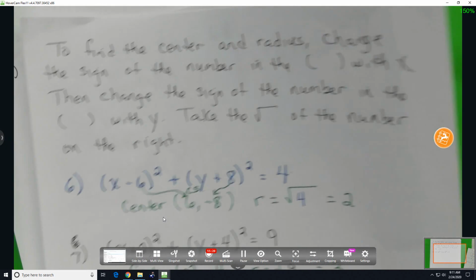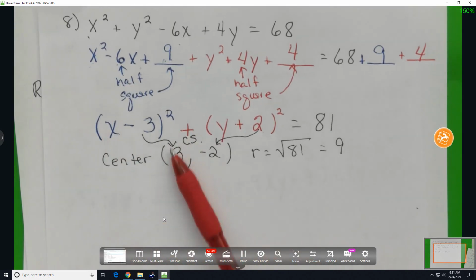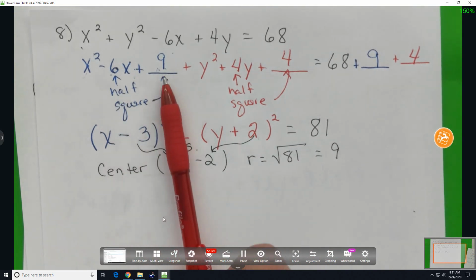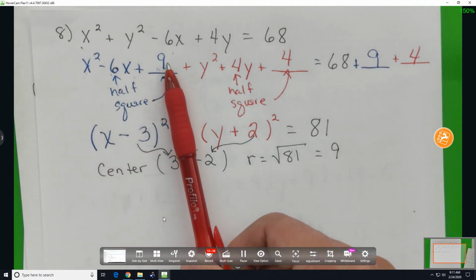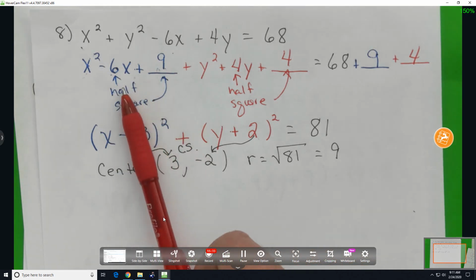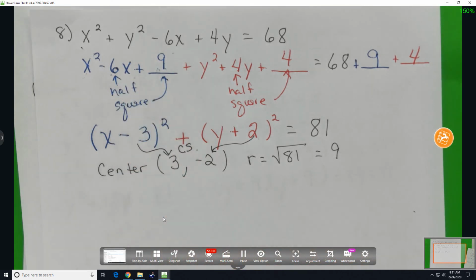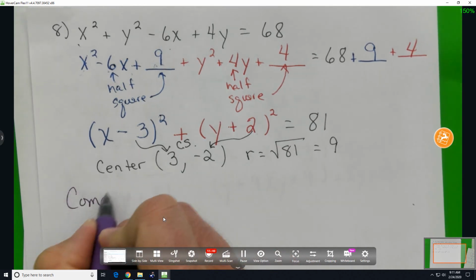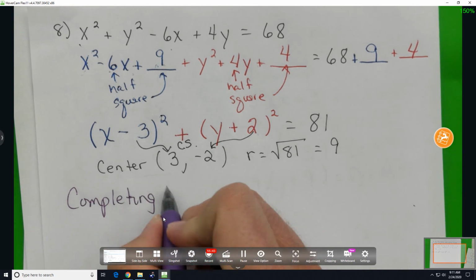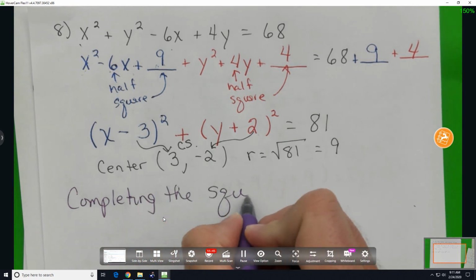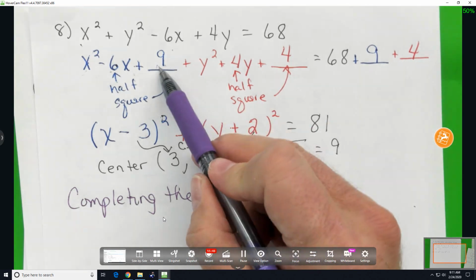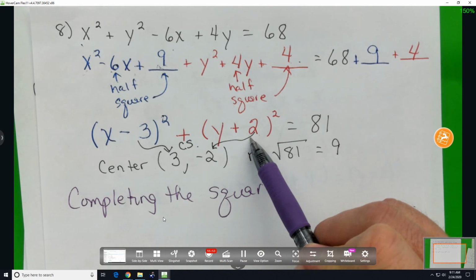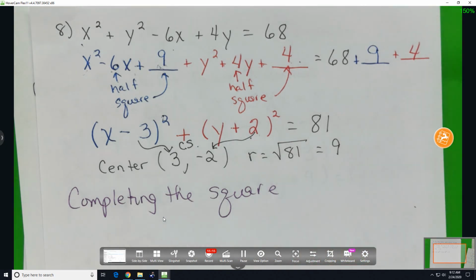When it's not written with the parentheses, then that's when you're going to have to group the x's together with a plus blank, and that plus blank is where you're going to put the perfect square. The process here where you're taking half and squaring is called completing the square. When you fill in this blank here and here, you're putting a number here that'll give you a perfect square trinomial.